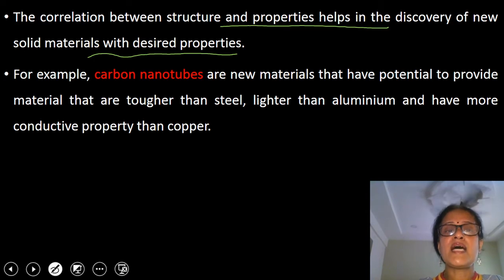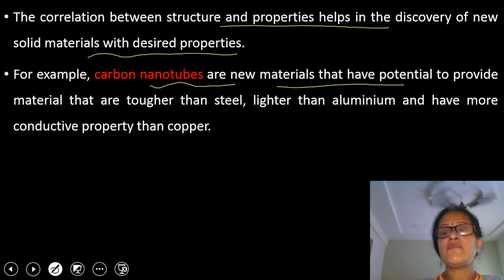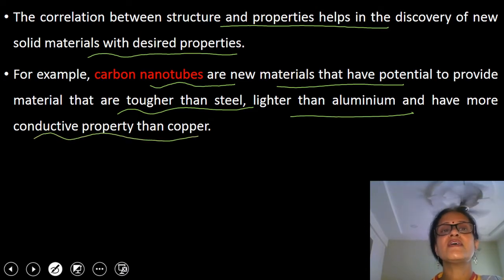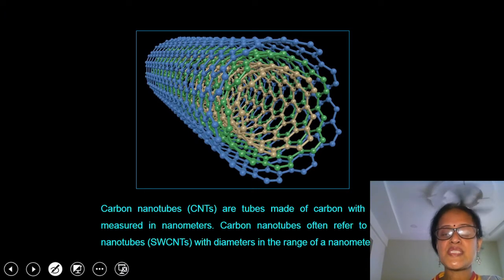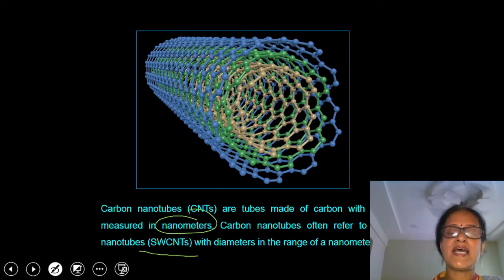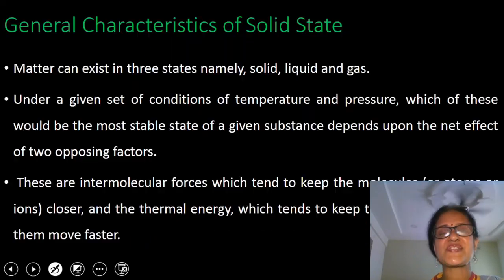For example, carbon nanotubes are new materials and they have the potential to provide materials that are tougher than steel, lighter than aluminium, and have more conductive property than copper. This picture shows carbon nanotubes. They are made up of carbon with diameters typically measured in nanometers, and carbon nanotubes are often referred to as single wall carbon nanotubes. Their diameter is in the range of nanometers.